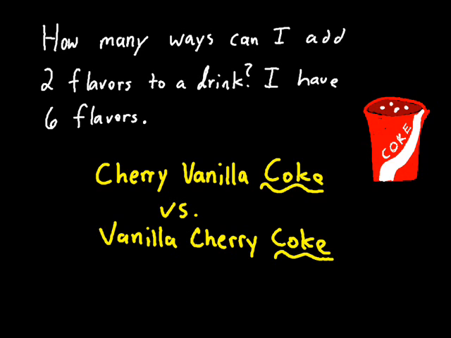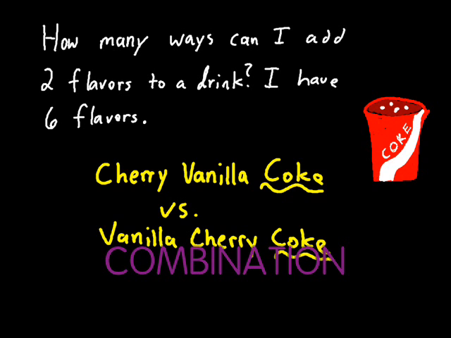Suppose we're adding flavors to our Coke. There are 6 flavors to choose from, and we add 2. First, I must decide if this is a permutation or combination. I'll ask myself, is a cherry vanilla Coke any different from a vanilla cherry Coke? The answer to this is no, meaning the order is not important, which means I have a combination.